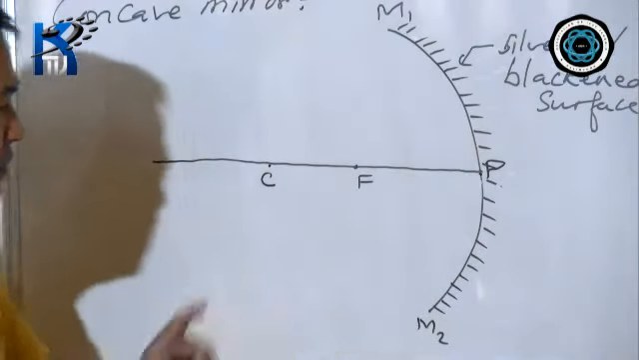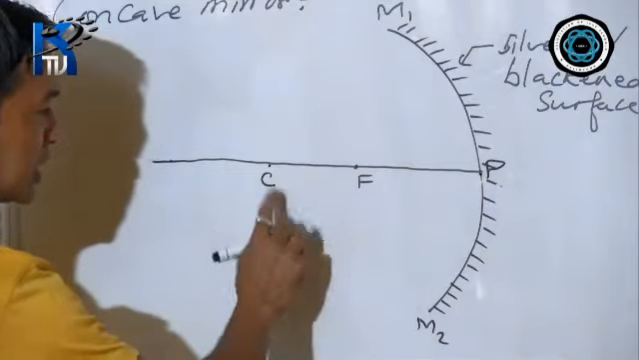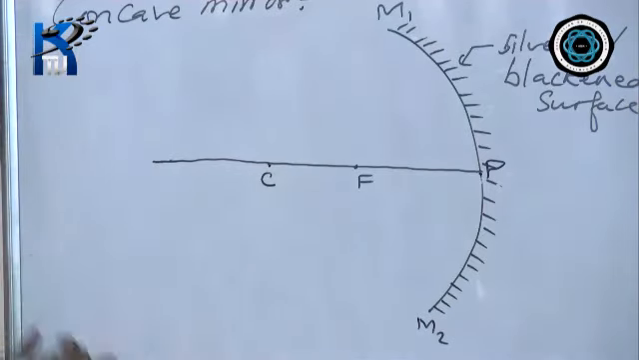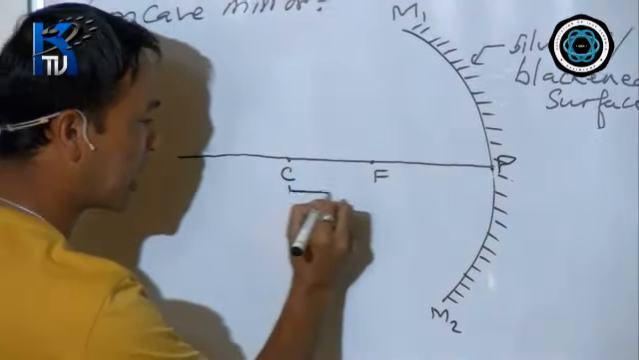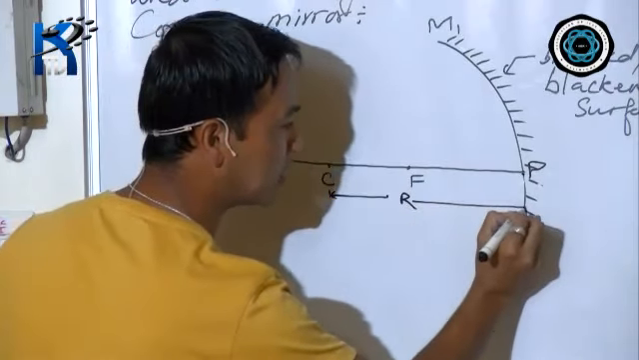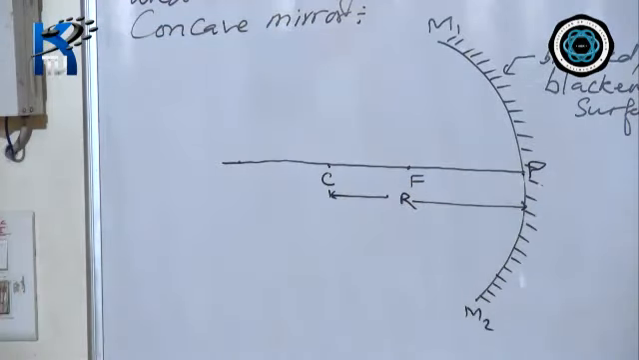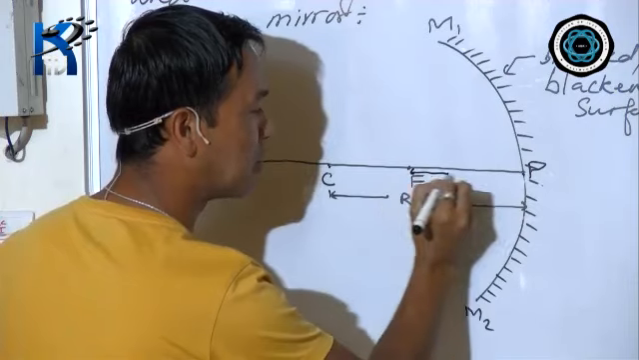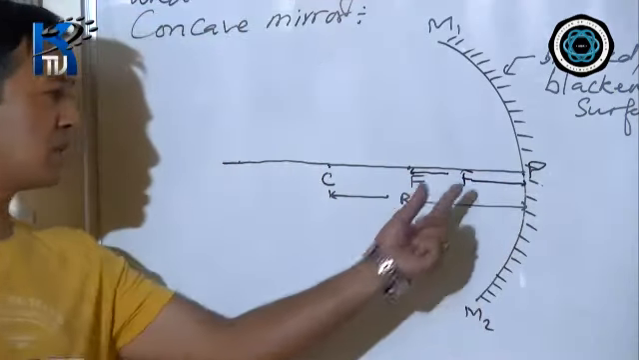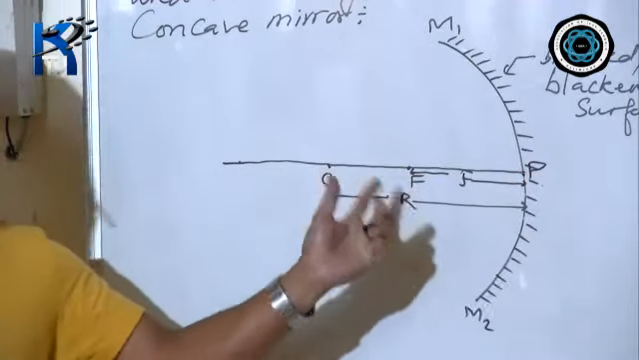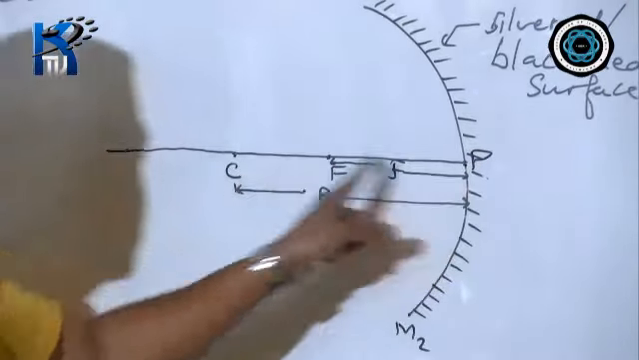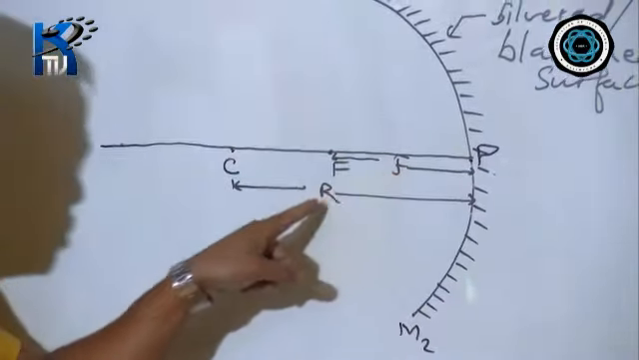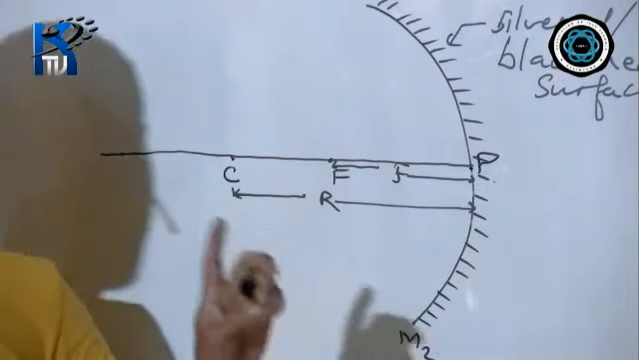So if you look at the diagram, we can clearly see that PC, the distance from the pole to the center of curvature, is always taken as the radius of curvature. That means this distance, I can mark in the diagram also, is marked by the letter R. This distance is called the radius of curvature. We also have a distance that measures from the pole to the focus, and this distance is marked by the small letter f. That means small letter f, PF, is the focal length. PC, I can simply call as the radius of curvature.